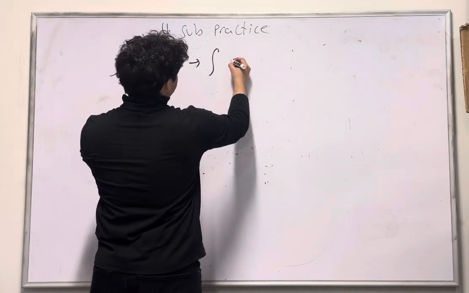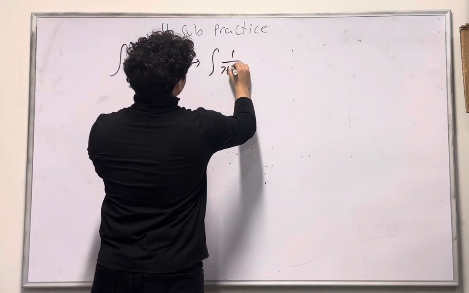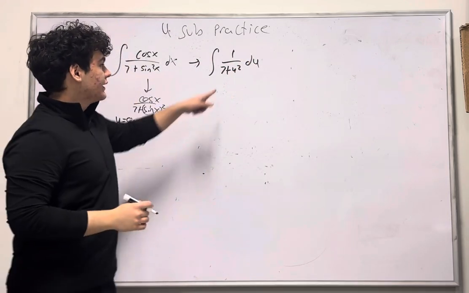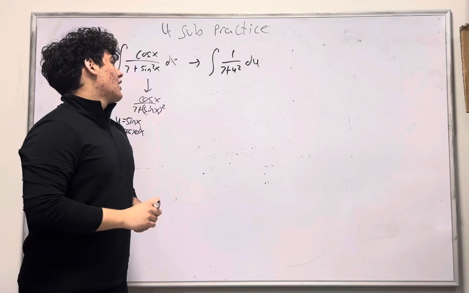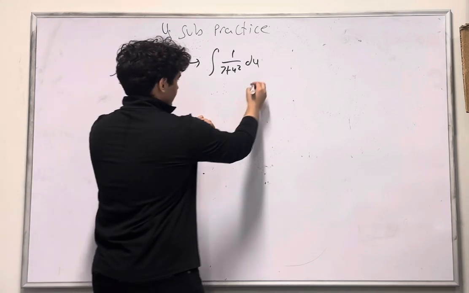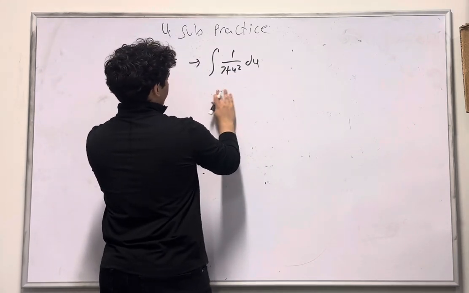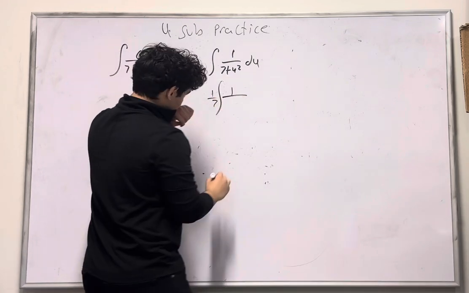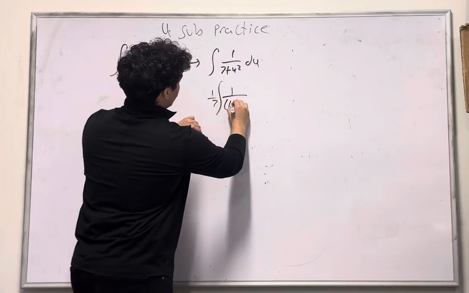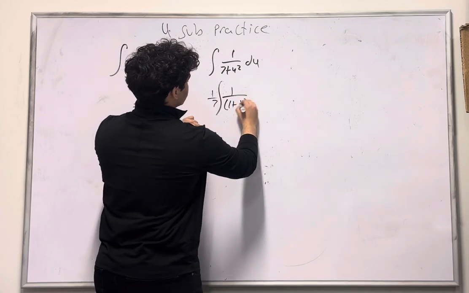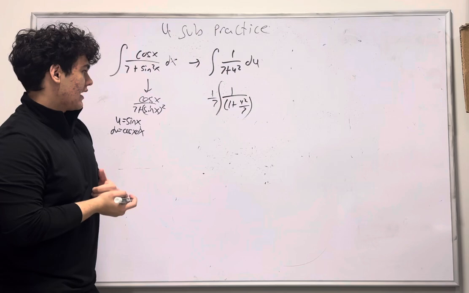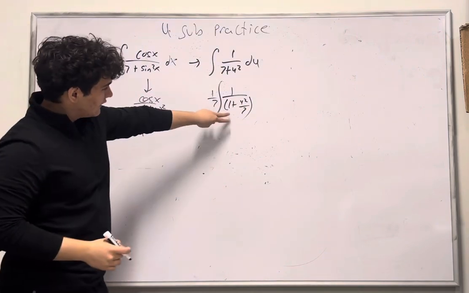So we get the integral of 1 over 7 plus u squared du. Sweet. We can kind of see the arctan coming here. All right, we just gotta get rid of that 7, which if we just pull it out to the front, we'll get 1/7, 1 over 1 plus u squared over 7. All right. Looking good, looking real good now. We just gotta turn this into something squared.